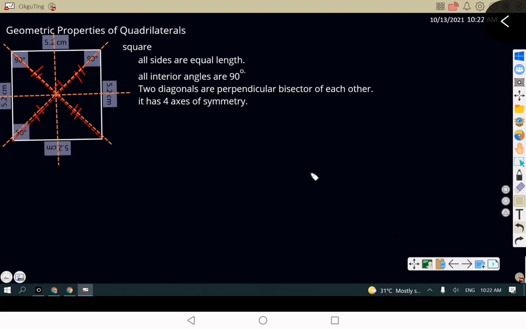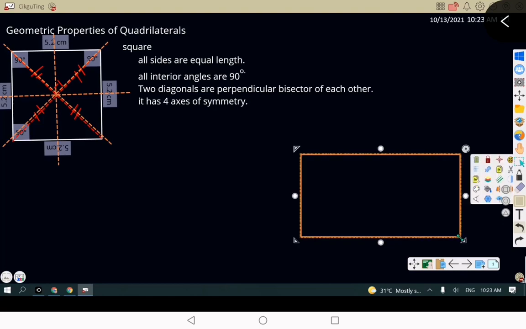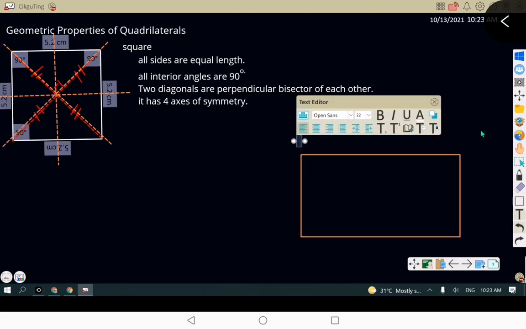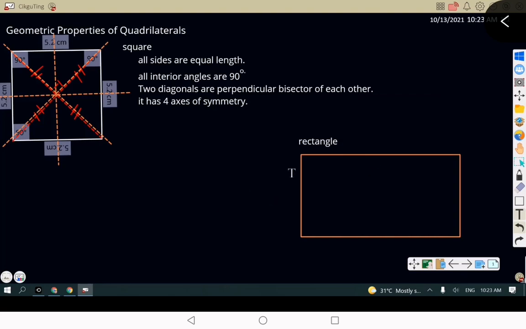With a rectangle, you need to know what the characteristics are. We call this one a rectangle. Okay, so what is meant here is a rectangle.